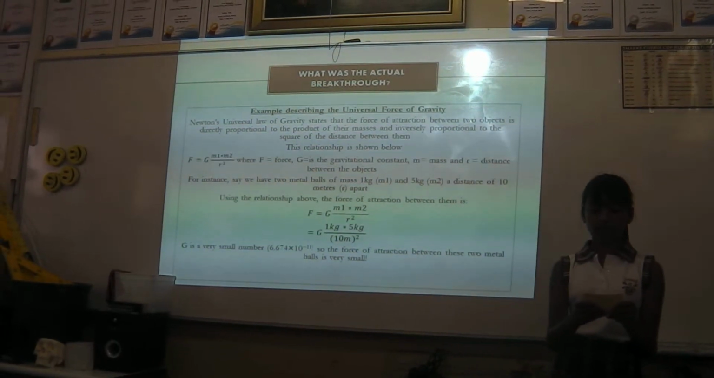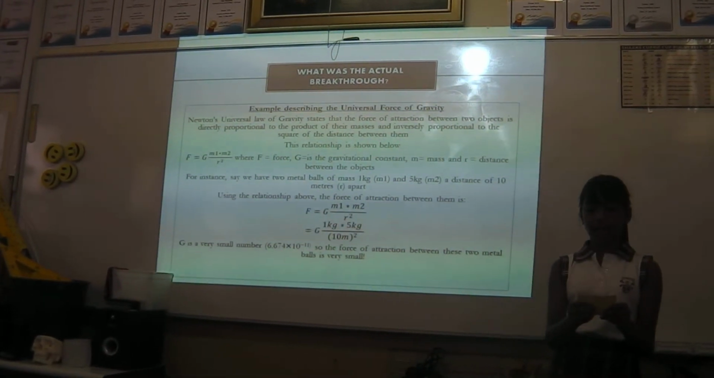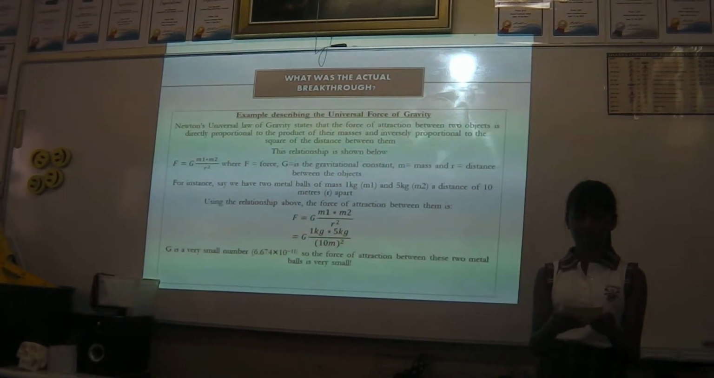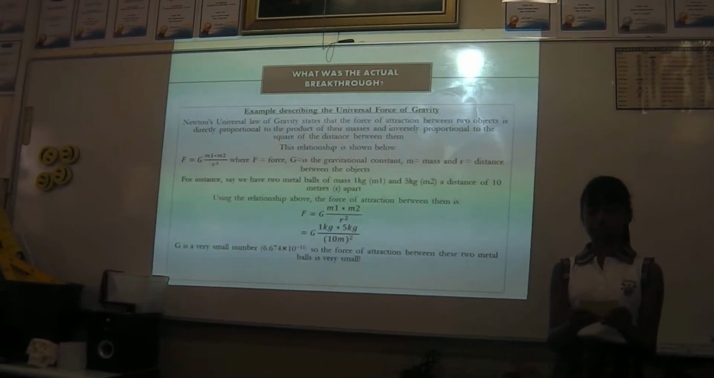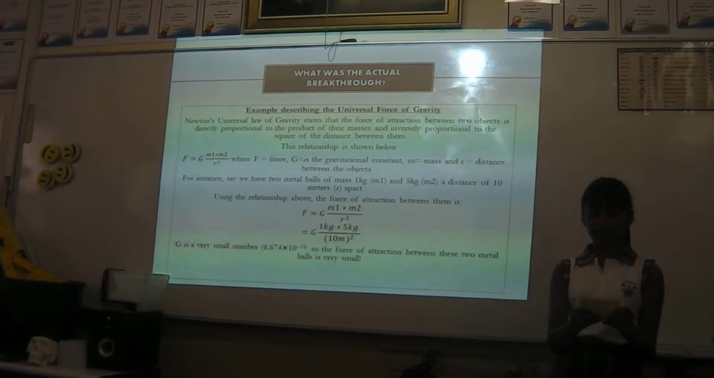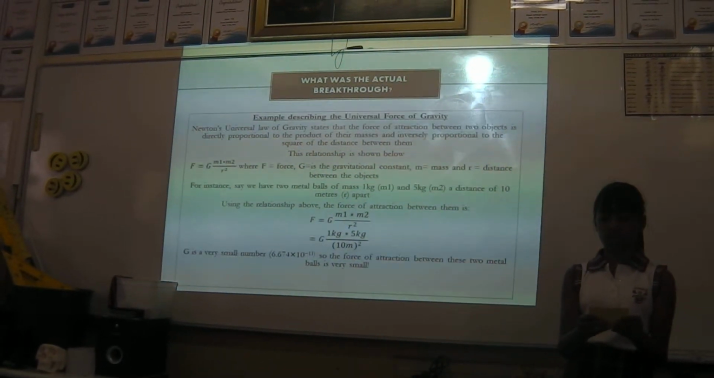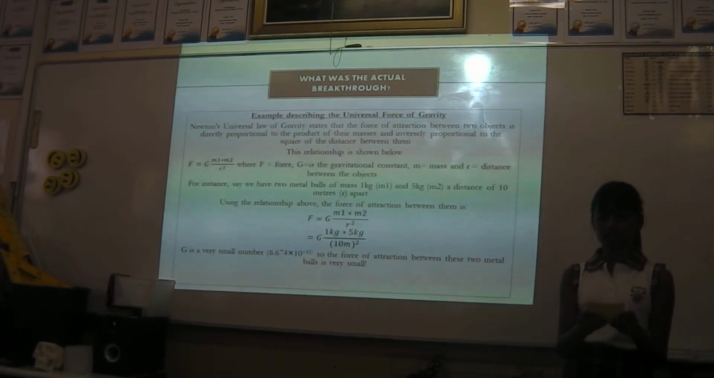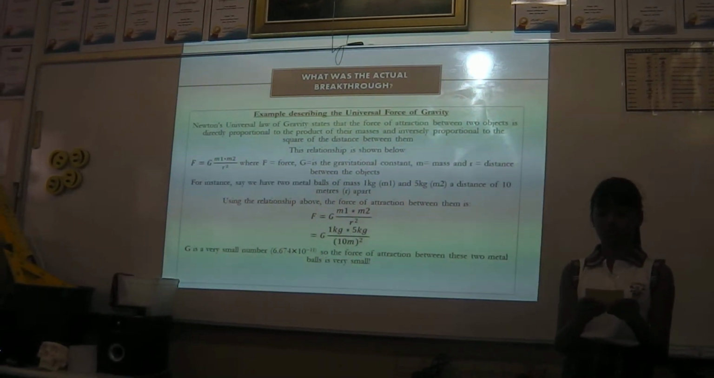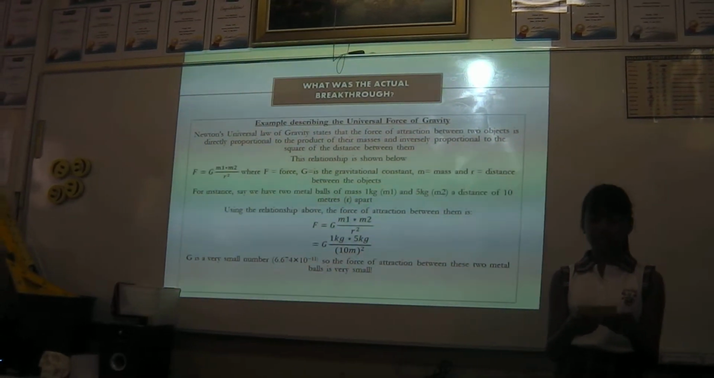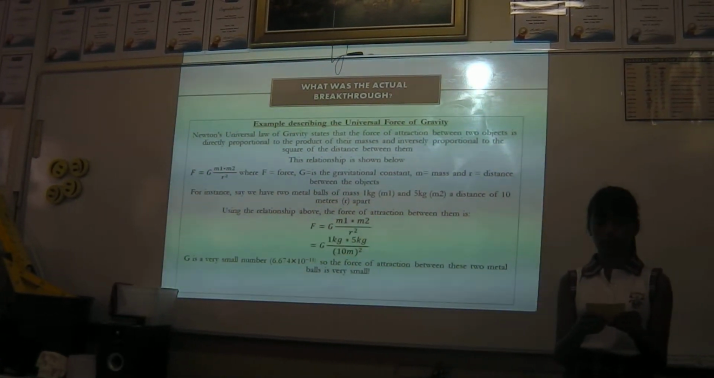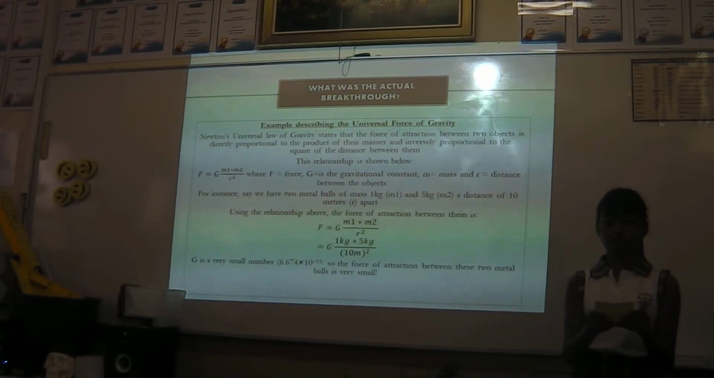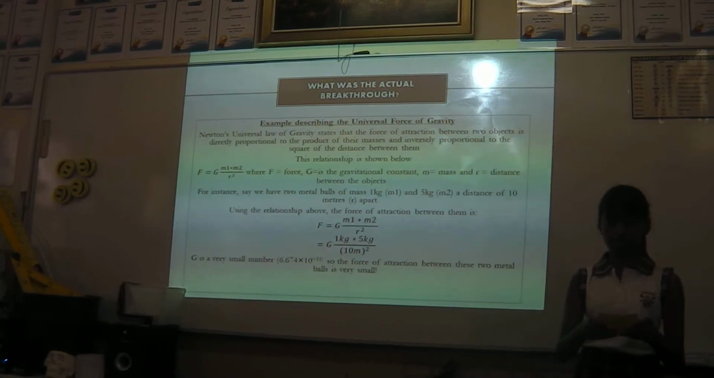For instance, we have two metal balls, one weighing 1 kg and one weighing 5 kgs, and they're spaced 10 meters apart. We take the two masses and multiply them and we get 5. Then we take the distance and square it and we get 100. Then we divide the two numbers and we get 0.05. Then we multiply it by G. G is a very small number as shown on the board. So when we multiply them, we see that the force of attraction between these balls is very small.